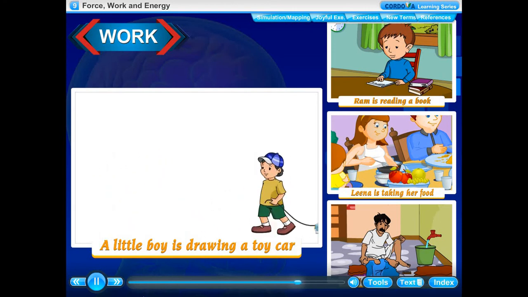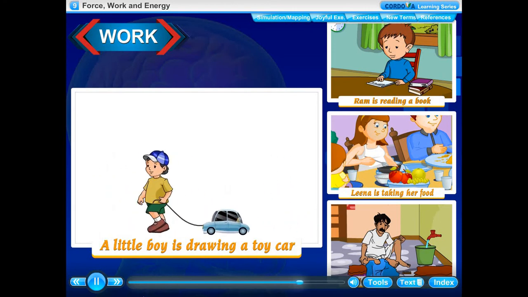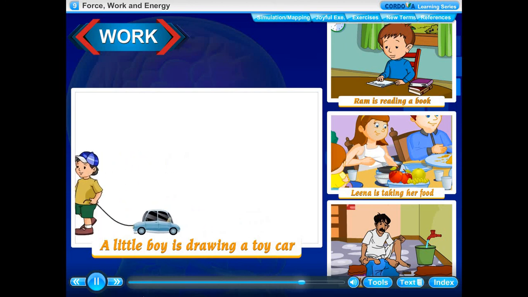Surprised? In science, work is said to be done only when force changes the position of an object. In the above activities, the little boy is applying force to move the toy car. The car is changing its position, so he is doing work. Thus, work is said to be done only when the applied force causes a change in the position of the object in the direction of the applied force.